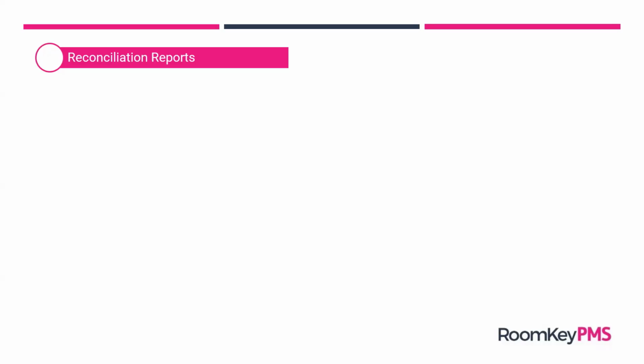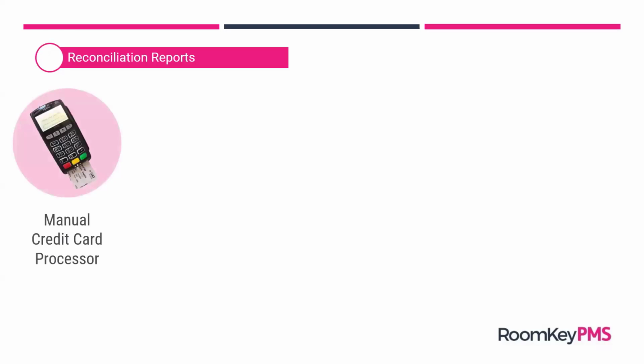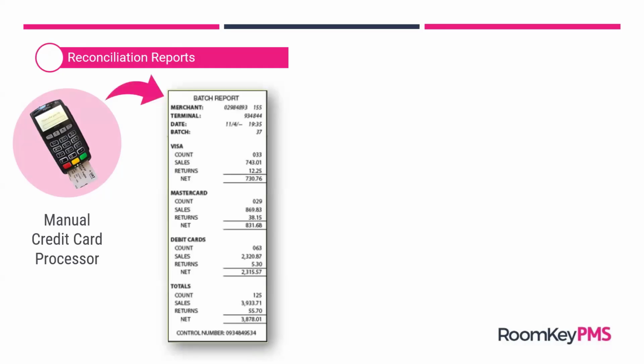So we're going to look at this for each payment processing method. Let's start with the manual credit card processor. From the manual credit card processor, to reconcile your credit card payments for the day, you're going to generate what's called a batch report or a batch summary directly from the processor itself. So it'll print out similar to a receipt here, where it will summarize total amounts recorded for each credit card type with a net total at the bottom.